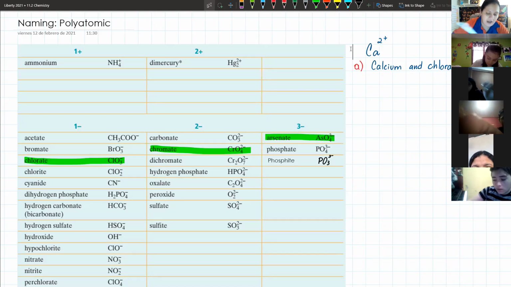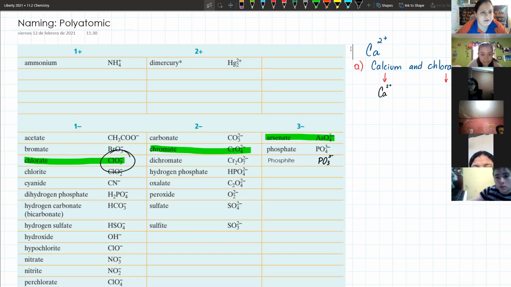Calcium, what I have to do in the first place is write the symbol and the oxidation state of each. Calcium, you know, it's Ca2+. Chlorate, how do we write chlorate? ClO3 negative. There it is, ClO3 negative. The oxidation state is -1.